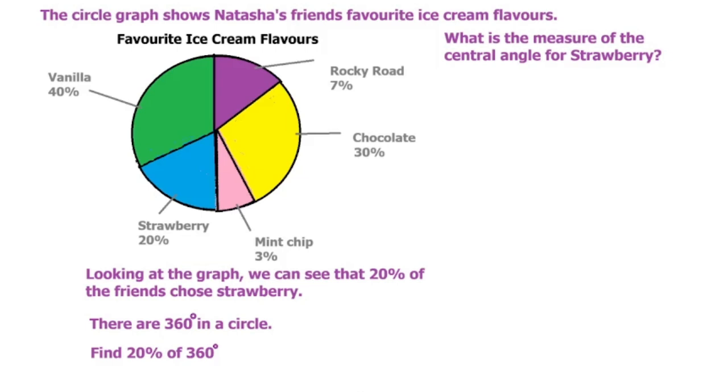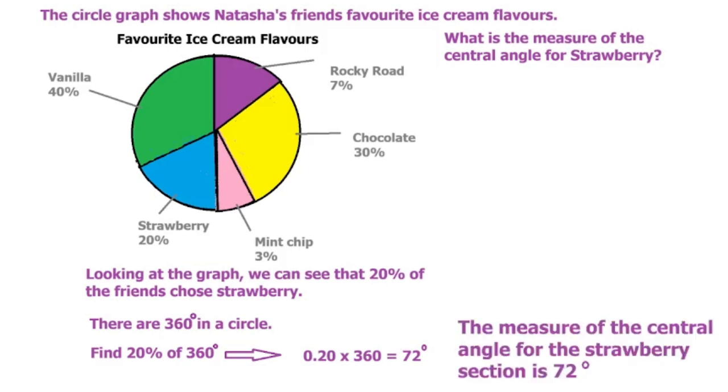You just move the decimal here at the end of the 20 twice over. 1, 2. So we're left with 0.2 times 360. And when you calculate that out, you get the answer of 72 degrees. So the measure of the central angle for the strawberry section is 72 degrees.